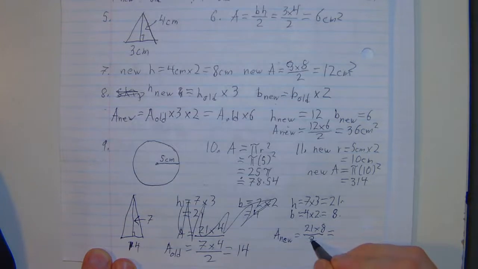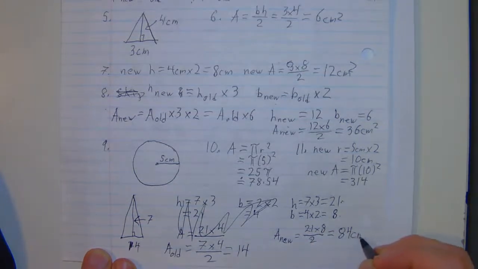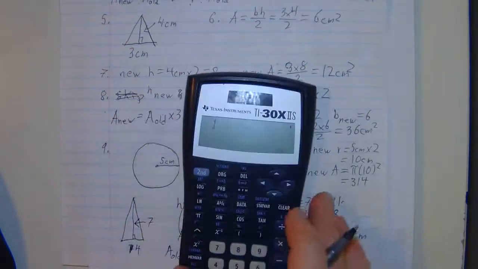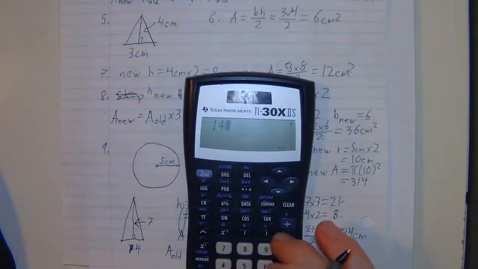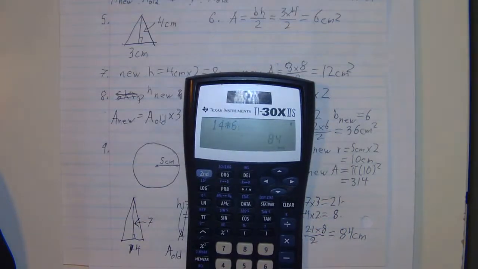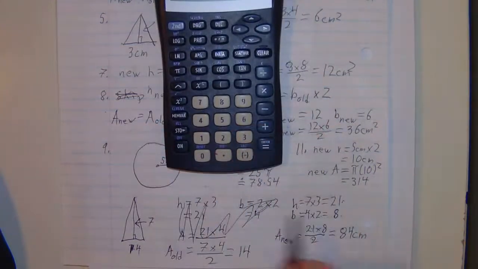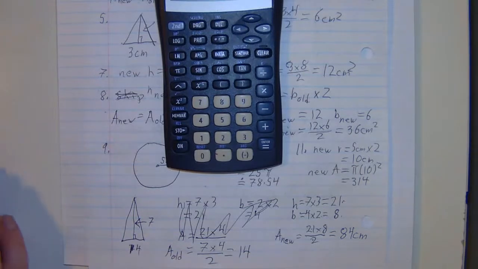8 divided by 2 is 4. 21 times 4 is 84 centimeters. And if we take 14, our original one, 14 times 6, we get 84. So you can see that it does work out here. Jackson, you may have had a different set of distances here, but hopefully that's close enough to what you did that you can get a sense of it.